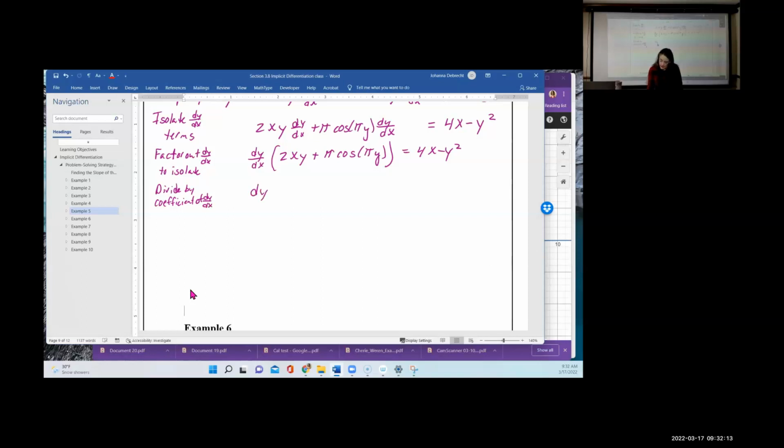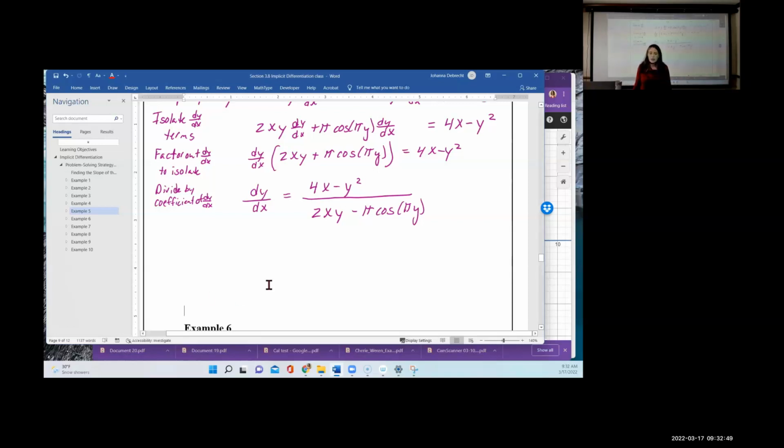So this isolates dy/dx by itself on the left side, and it's equal to (4x minus y squared) all divided by (2xy minus pi cosine of pi y). There is nothing that will cancel. You do not have any common factors in the numerator, and you have no common factors in the denominator. This y is buried inside the trig function, so it cannot be factored out under any circumstances.